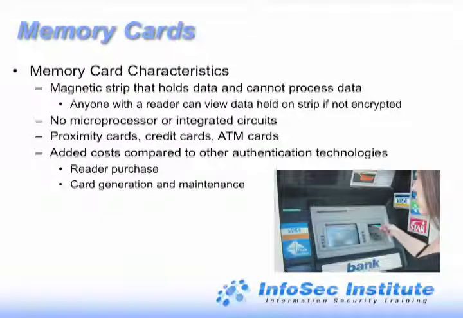Okay, memory cards. Memory card characteristics: usually a magnetic strip that holds data and cannot process data, because it just holds the data. There's usually 4 layers, so depending on the reader, depending on where the head's going to be, there's several things that you can put on this item. Anyone with a reader can view the data held on the strip if not encrypted. No microprocessor is going to be on this thing, because it's a smart card if it has a microprocessor. Proximity cards, credit cards, ATM cards, a lot have these.